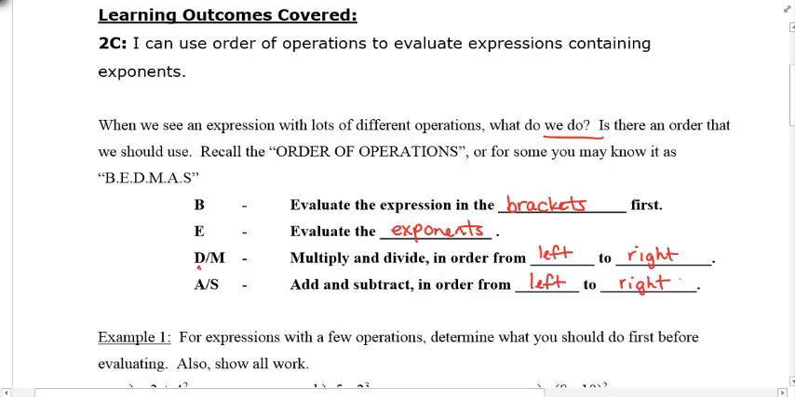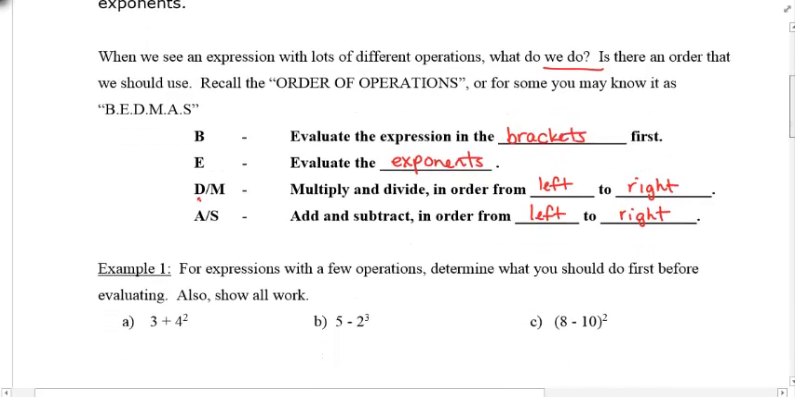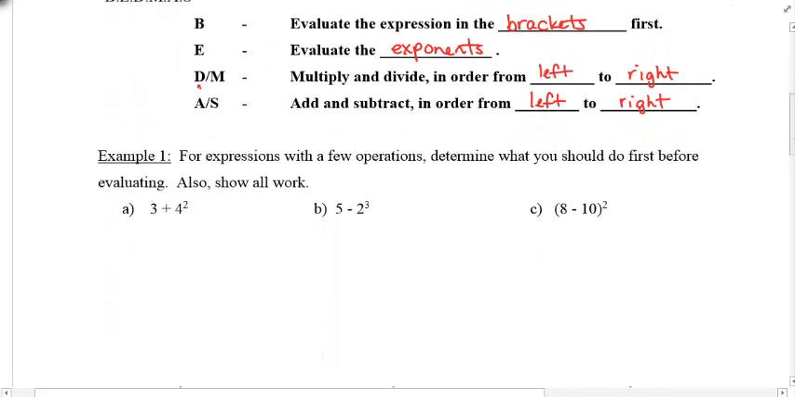Okay? So example number 1, I'm going to ask you to try to determine what we should do first before evaluating. And this time I'm going to make you show all your work. I know some of you are like, Mr. Lee, this is easy, but it's going to help you later on with more complicated questions. Once you become an expert, you might not have to show as much.